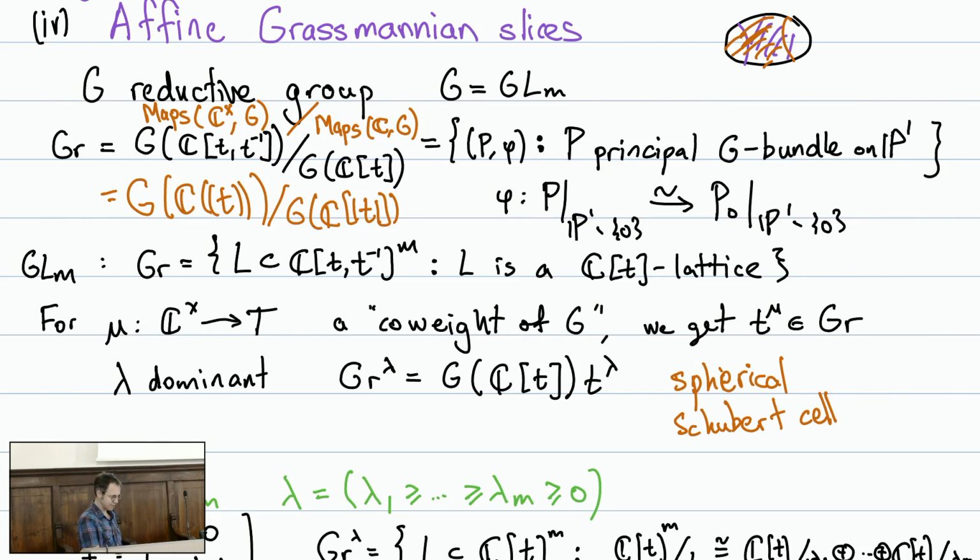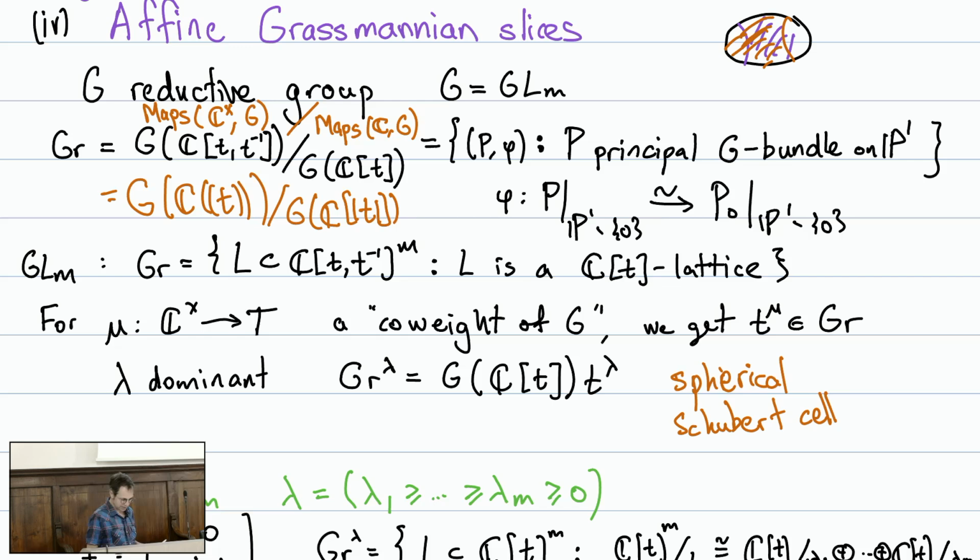When G is GLM, you have two other ways of thinking about the affine Grassmannian. For one thing, instead of a principal G bundle, you can think of a rank M vector bundle. So you have a modification of the trivial rank M vector bundle on P1. Or you can think in this lattice way: the affine Grassmannian as lattices in C((t))^M.